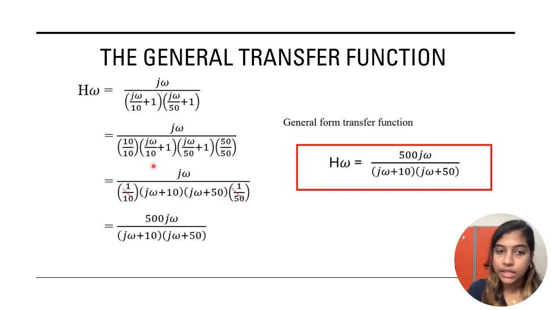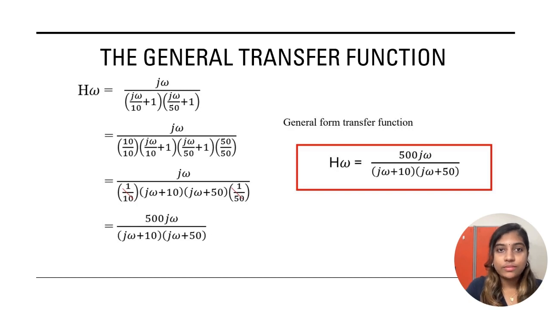So solving mathematically, I times 10 over 10 and 50 over 50. So I get j omega plus 10, and here I am left with 1 over 10, and here I am left with 1 over 50. So when I multiply this, I get 500 j omega over (j omega plus 10) and (j omega plus 50). So this is my final answer. The general transfer function, H(omega), equals 500 j omega over (j omega plus 10) and (j omega plus 50). That's all for now.